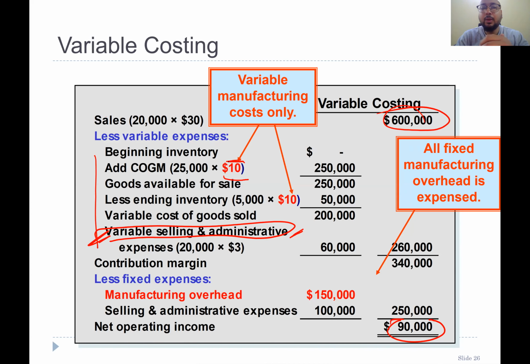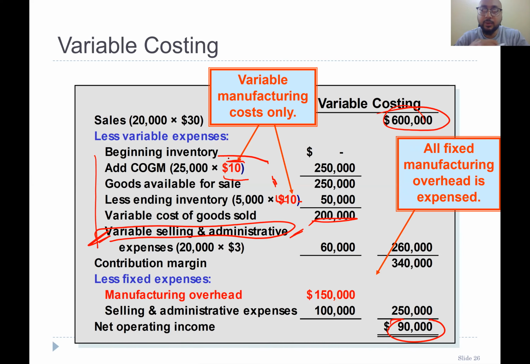So how did they calculate 250,000 and 50,000? They just calculated the opening plus purchasing minus closing for the CGS. CGS in units multiplied by the product cost. So in absorption costing, product cost was 16. In variable costing, product cost was 10. So that's why we use 10 here. So we use the extended formula for CGS. So don't get confused.